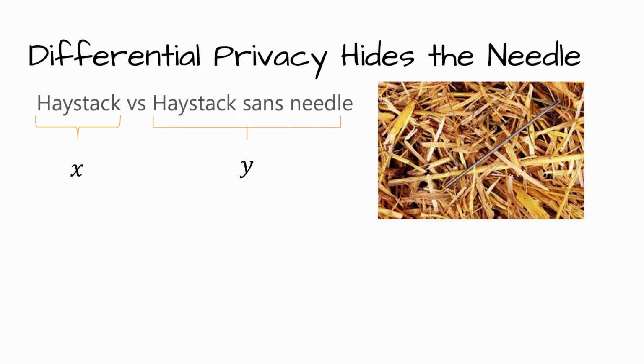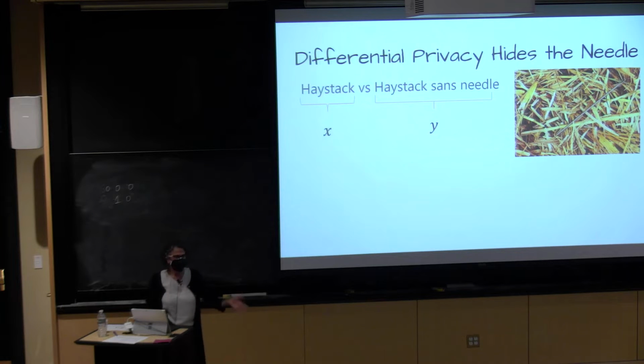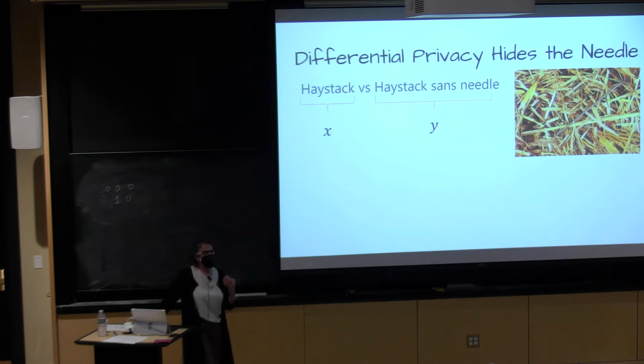So let's go back to our learning about the population as a whole versus learning about the needle in the haystack. If you have two data sets, X and Y, where X is the haystack, and Y is the haystack but without the needle, you shouldn't be able to determine which of the two data sets is actually being used. The behavior is essentially the same. So we are hiding the presence of the needle. And that was actually really central to our goals. We wanted to hide the outliers.